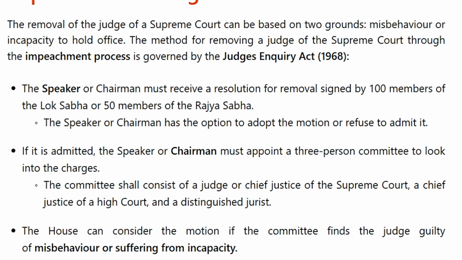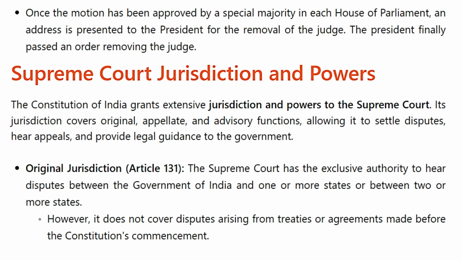The House can consider the motion if the committee finds the judge guilty of misbehavior or suffering from incapacity. Once the motion has been approved by a special majority in each House of Parliament, an address is presented to the President for the removal of the judge. The President finally passes an order removing the judge.